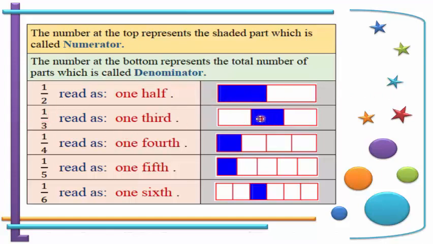1 over 3, I have 1 shaded part, and the total number of parts is 3. 1 over 3, read as 1/3. 1 over 4, I have 1 shaded part from 4 parts. 1 over 4, read as 1/4. 1 over 5, read as 1/5. 1 is the shaded part and 5 is all parts. 1 over 6, read as 1/6. 1 shaded part and 6 is the number of all parts.